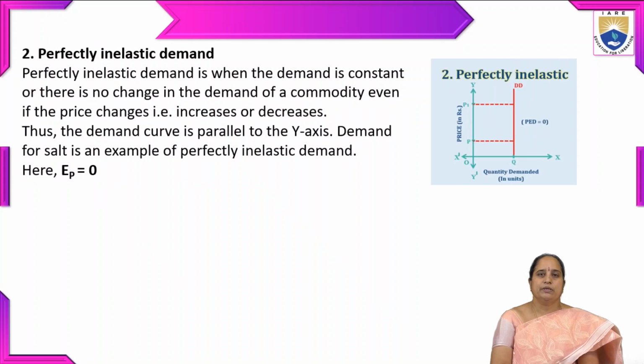Then the second one is perfectly inelastic demand. When the demand is constant, there is no change in the demand of a commodity even if the price changes. Either the price may increase or decrease, it does not have any impact on the quantity demanded. Thus the demand curve is parallel to the y-axis. Demand for salt is the best example of perfectly inelastic demand: whatever the price of salt, we consume the same. In this case, the price elasticity of demand coefficient is equal to 0.